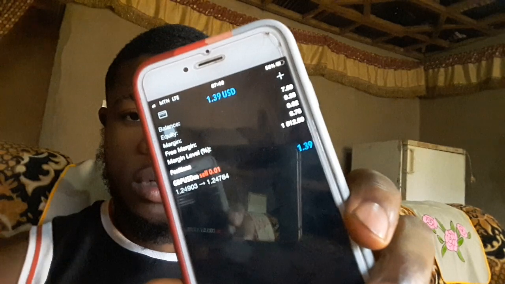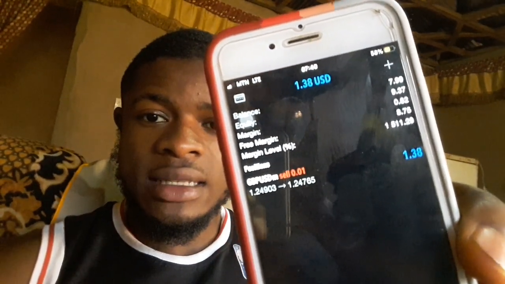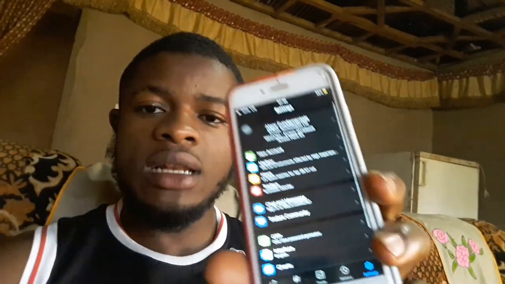I've already taken a single entry, and I just want to show you guys I'm in with a single entry, and I really wanted to stack on this trade. If you look clearly, it's just floating, it's 0.01, and you can see the account size there as well. It's a live account.